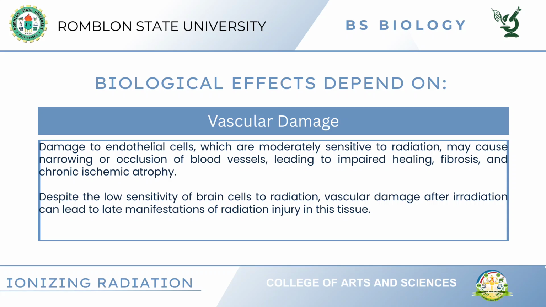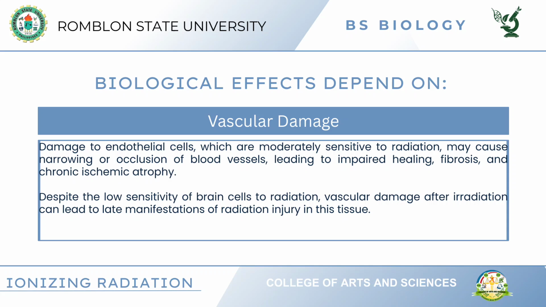So, next is vascular damage. Endothelial cells line the inside of our blood vessels. They are moderately sensitive to radiation, meaning they can be harmed even if they aren't the most sensitive cells. So, when our endothelial cells are damaged by radiation, our blood vessels can become narrowed or completely blocked. And this disrupts normal blood flow.